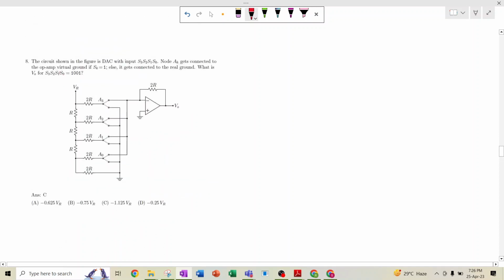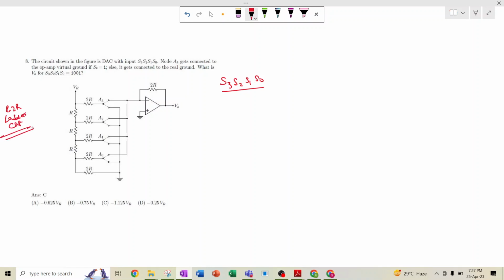See, the circuit shown in the figure is a DAC with inputs S3, S2, S1, S0. You have to see that this circuit is basically the R-2R ladder circuit. This is a special type of digital to analog converter. Understood this thing? Digital to analog converter. Very important.